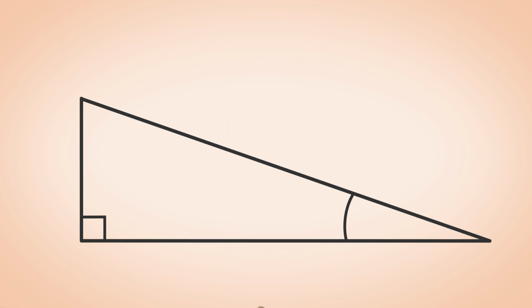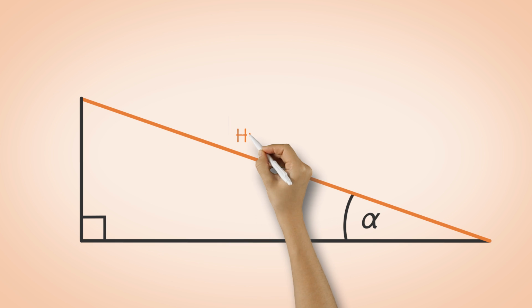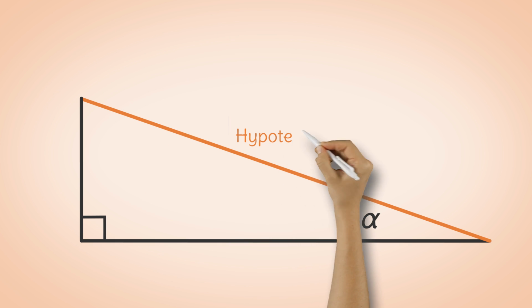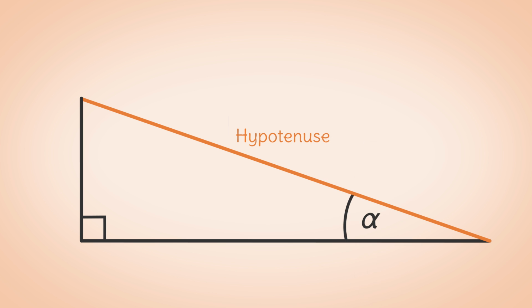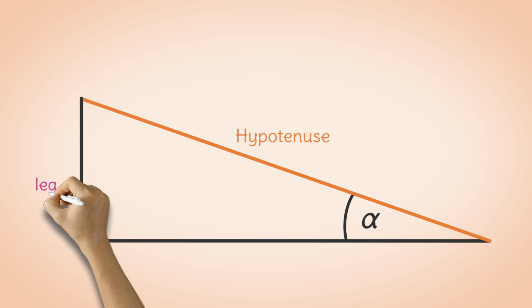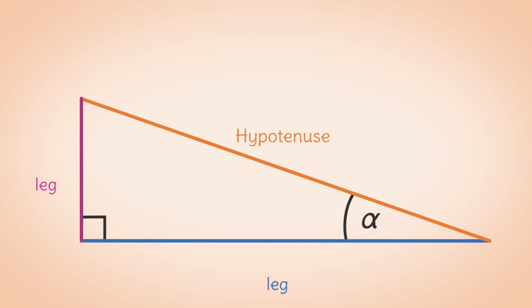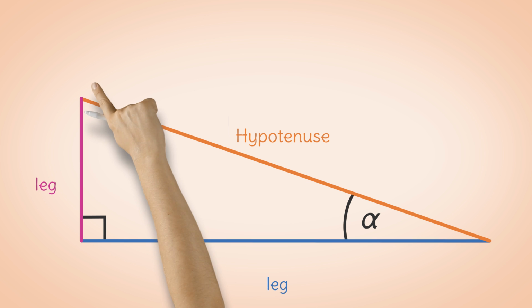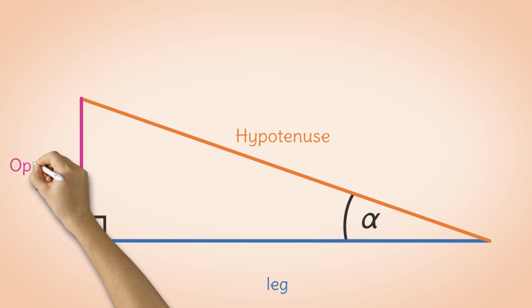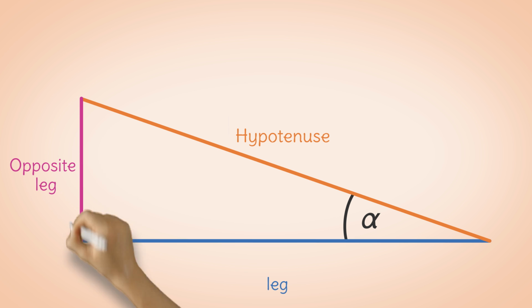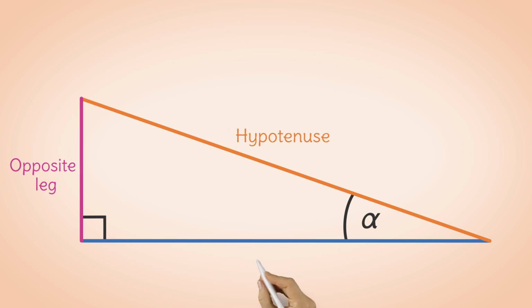Let's take a moment to review what we know about right angles. The side opposite the right angle is named the hypotenuse, and the two sides adjacent to the right angle are the legs of the triangle. Across from angle alpha is the opposite leg, and the adjacent leg is between angle alpha and the right angle.